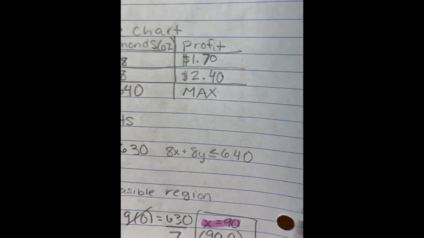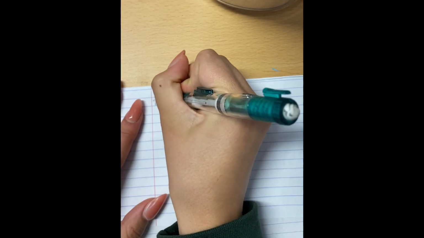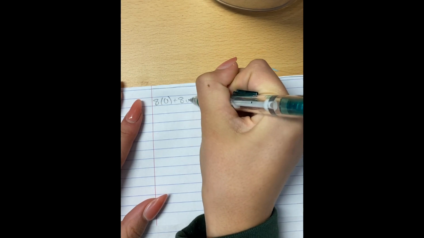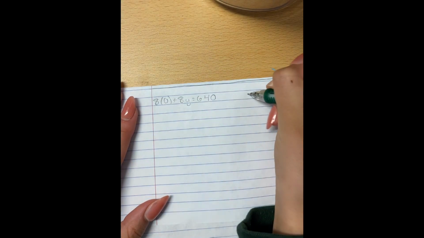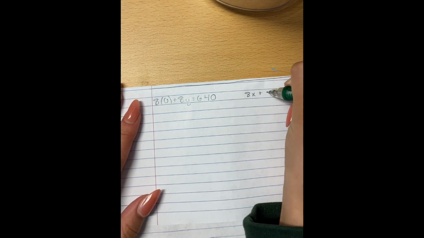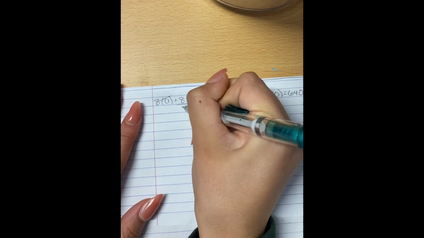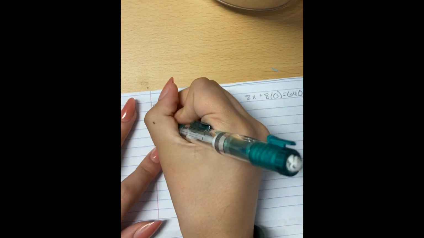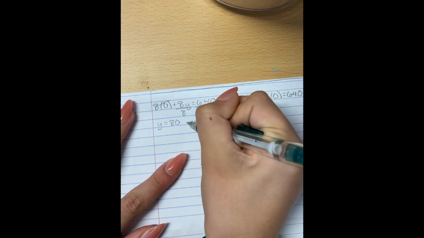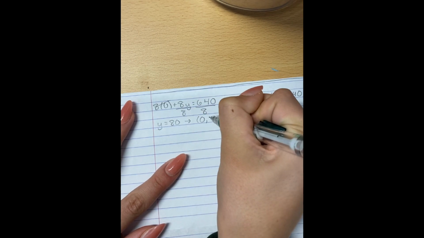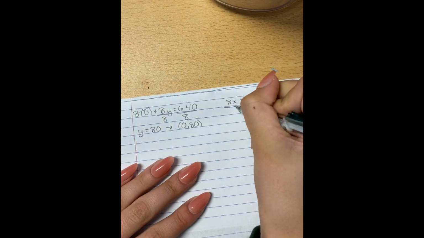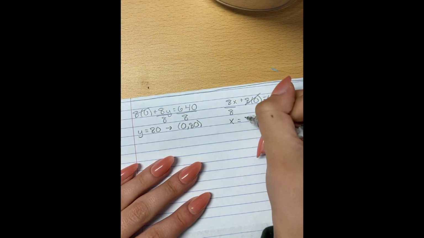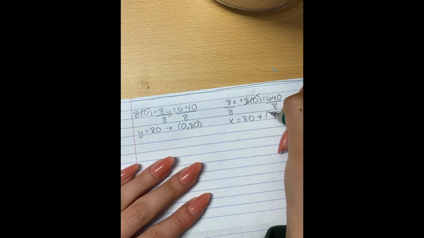Next up, I'm going to do the other equation, which is 8x plus 8y is less than or equal to 640. Here I am writing out both of the equations. So I have 0 plugged in for x in the first equation, and then in the second equation, I have 0 plugged in for y. I got y equals 80, so I turned that into the point 0, 80. And then I also got x equals 80, which is going to be the point 80, 0.